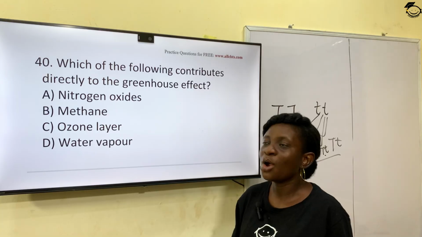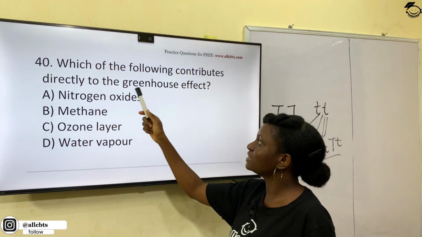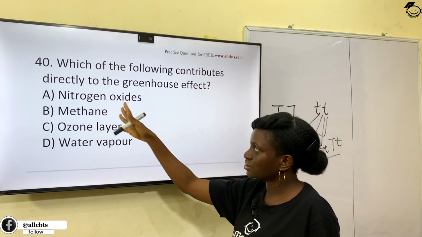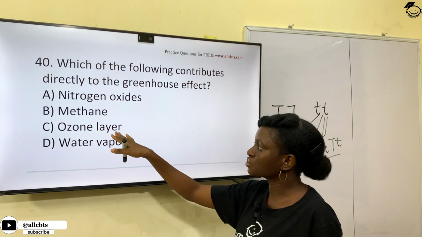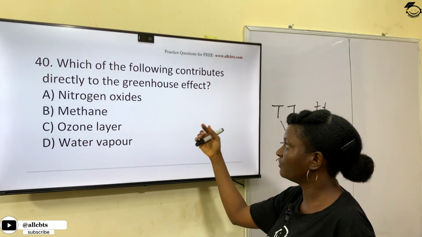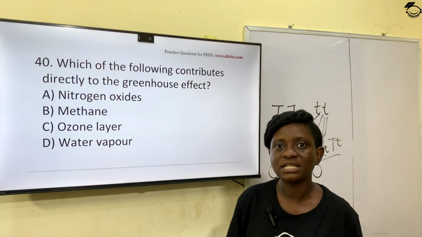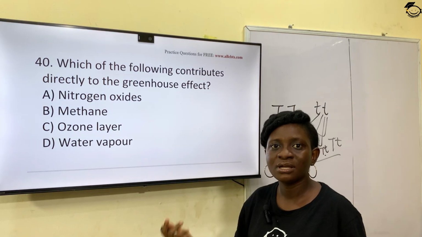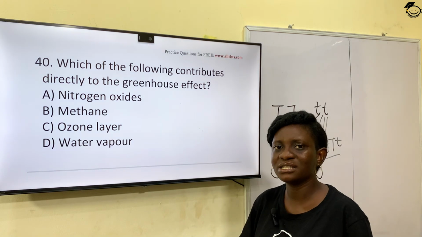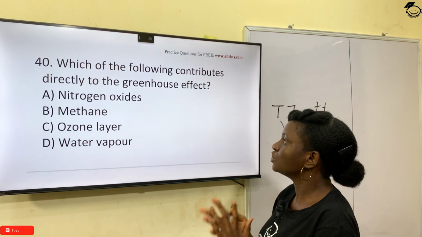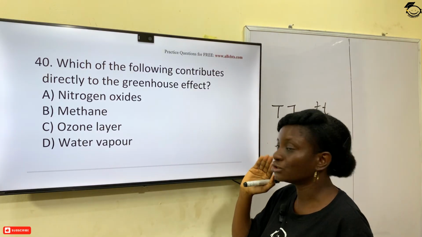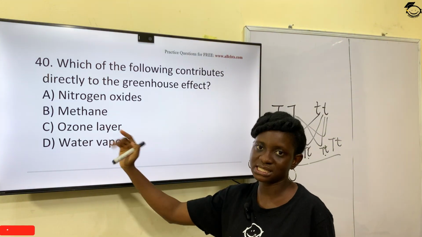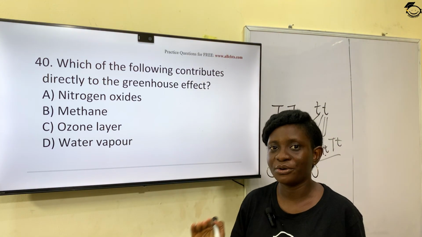Question 40. Which of the following contributes directly to the greenhouse effect? A, nitrogen oxide, B, methane, C, ozone layer, D, water vapor. The greenhouse effect leads to global warming, leads to Earth trapping a lot of heat from the atmosphere, leading to climatic change and the rest. So the gas that contributes directly to greenhouse effects is methane, option B. That is the correct answer.